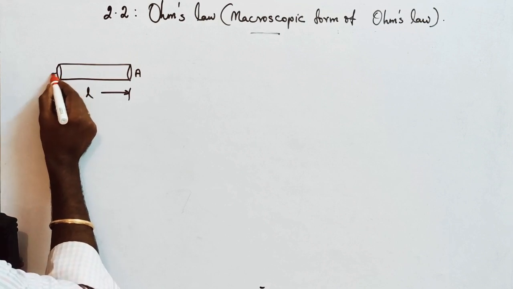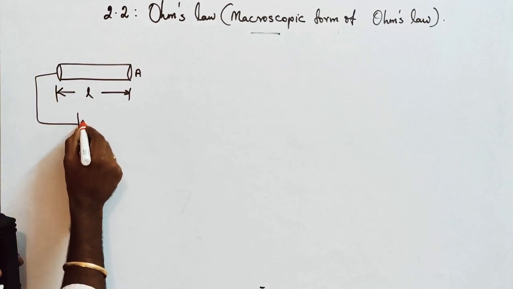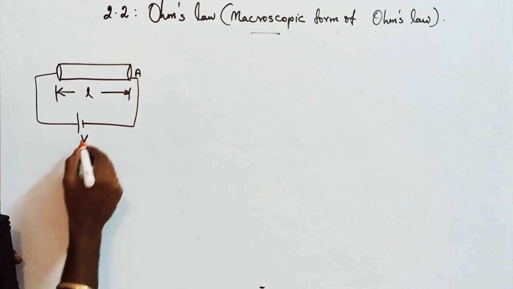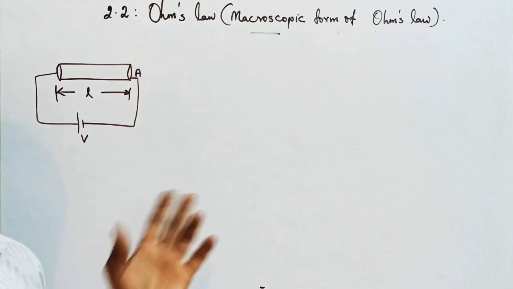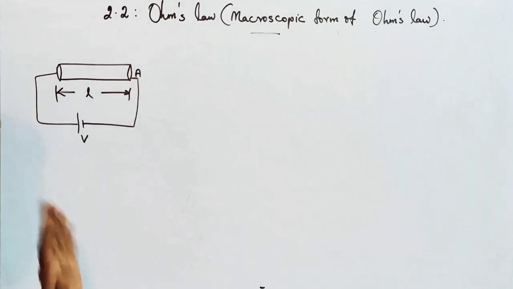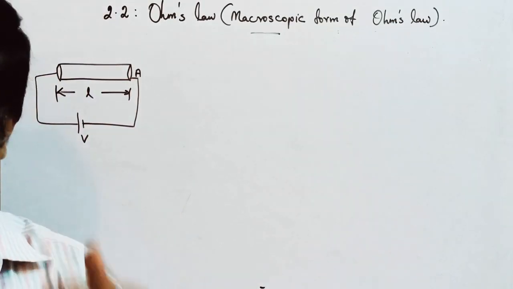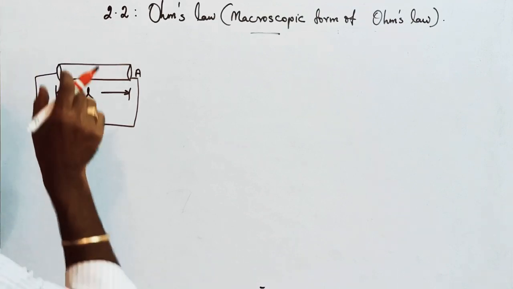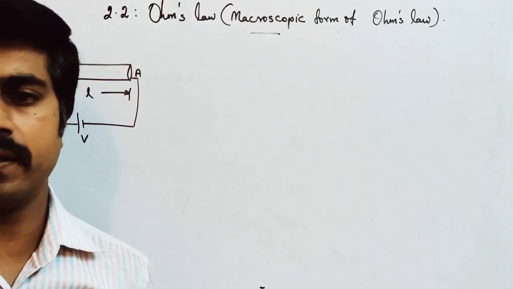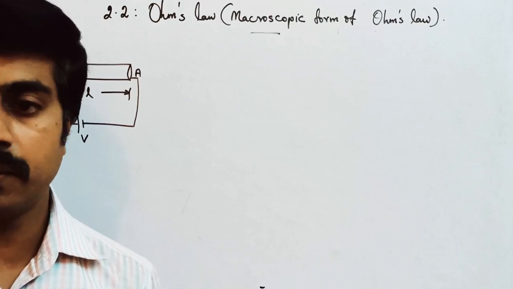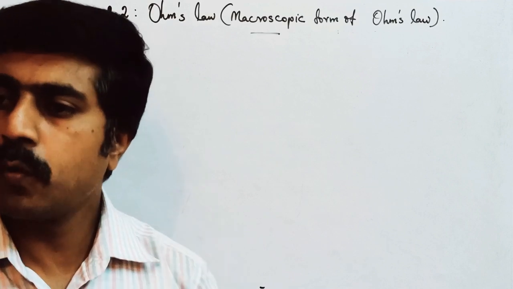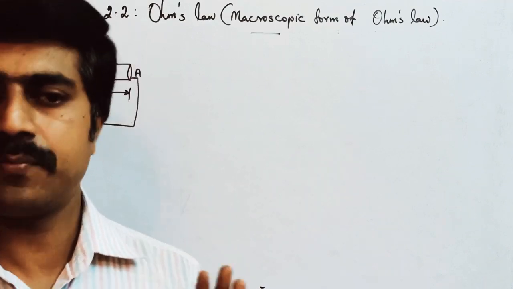Now the wire is connected to a battery of potential difference V. So this is a battery. We connect the battery, and a potential difference is fixed across the two ends of the wire. The unit of potential difference is volt. At the same time, an electric field is set up in the wire. We have studied all this in the last topic, drift velocity, and then the microscopic model of electric current. It is in the description, so have a look.